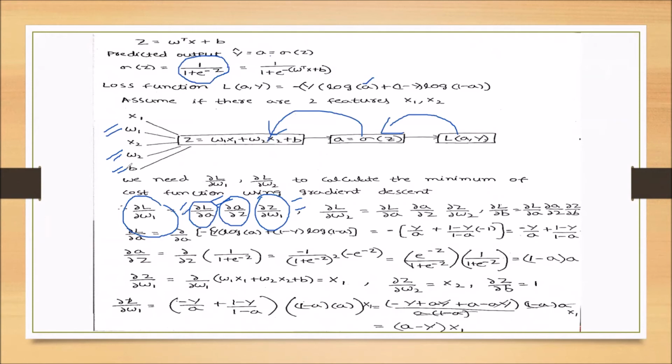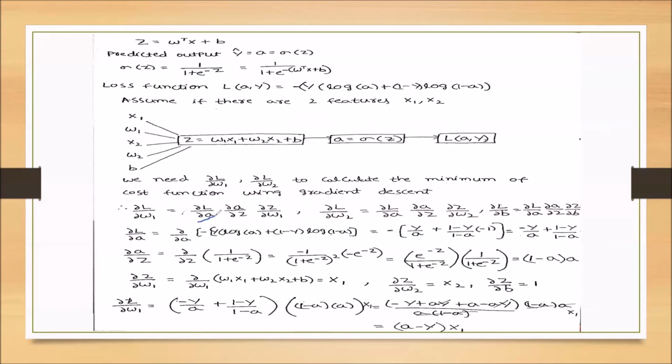Now, because I do not have the capability to find out dou L by dou W1 directly, we are splitting this differentiation as we already studied in calculus. This can be split as dou L by dou A, dou A by dou Z, dou Z by dou W1. It appears that if we cancel dou A and dou Z, it remains dou L by dou W1. But we should not use that cancellation, because this is not a normal numerator and denominator fraction. So now first we are finding dou L by dou A.